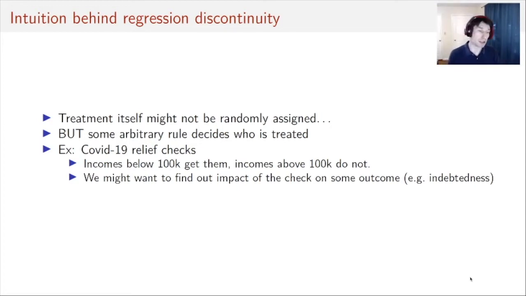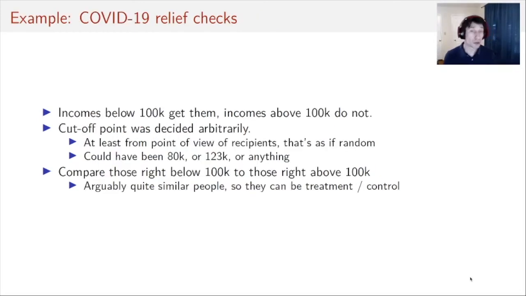So to take a very recent example, the COVID-19 relief checks. People with incomes below 100,000 get them, and people with incomes above 100,000 do not get them. It's a clear rule. Now, let's say we might want to find out the impact of getting that check on some outcome. Let's say maybe indebtedness. So following with this example, people with incomes below 100K get them.